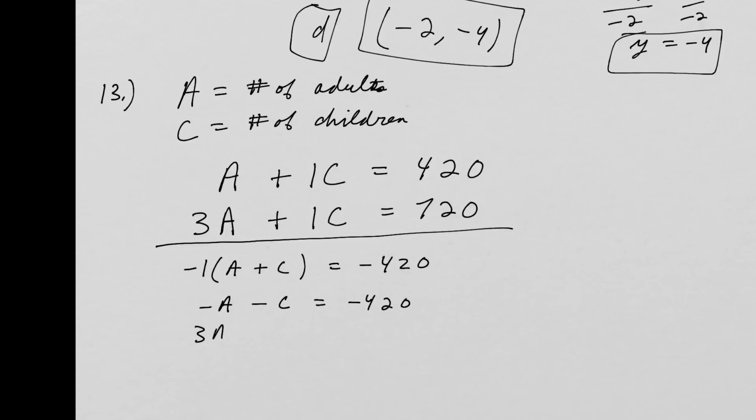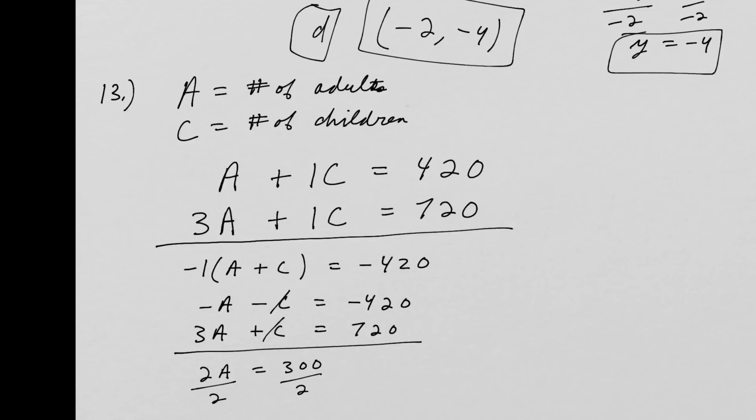I'll write down the second equation again. And now add them together, right? So negative A plus 3A is 2A. Negative C plus C is gone by design. And then negative 420 plus 720 is 300, right? Now if I divide by 2, I'm going to find that A, I'm running out of room here, is equal to 150. So there's 150 adults.